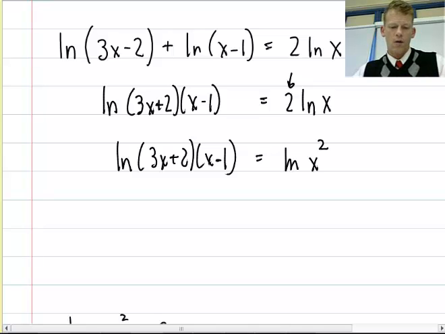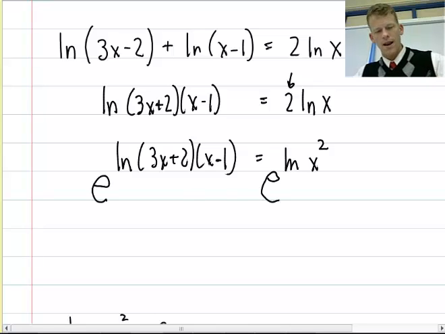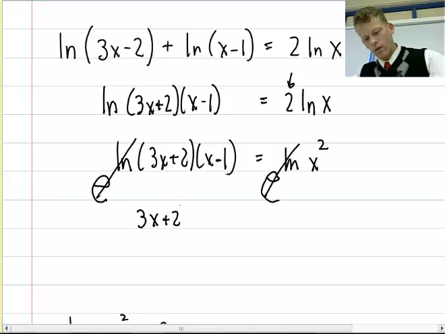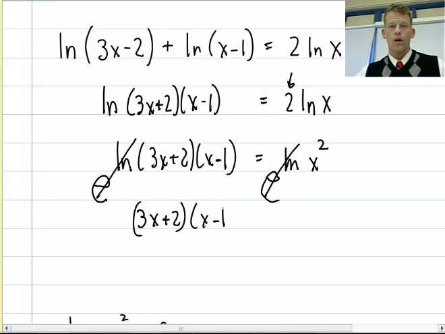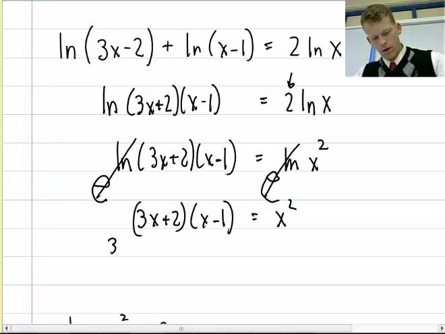Okay, that's great. So now I can either forget about the natural logarithms, or I can use its inverse function for both sides, and that would be the exponential. That essentially wipes out the natural logarithm, and now I'm just solving 3x plus 2 times x minus 1 equals x squared. I'm going to FOIL, or multiply polynomials. So I've got 3x squared plus 2x minus 3x minus 2 equals x squared.